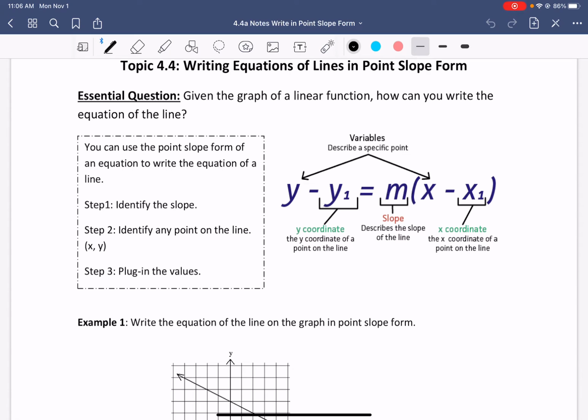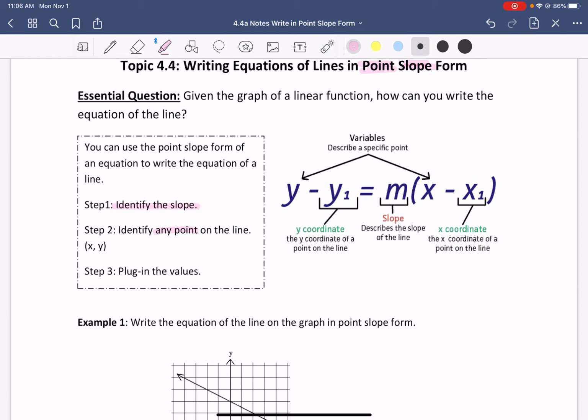All right, today we're going to be writing equations of lines in point-slope form. This means it gives us a point on the line and the slope, and we have a formula. So our essential question right now is, given the graph of a linear function, how can you write the equation of a line? So you're going to have to identify the slope and then identify any point on that line. So an x and a y.